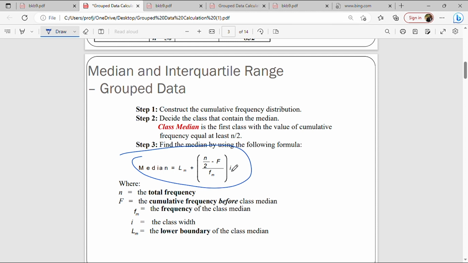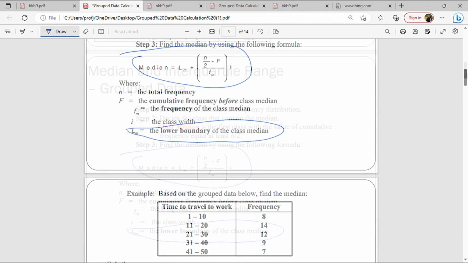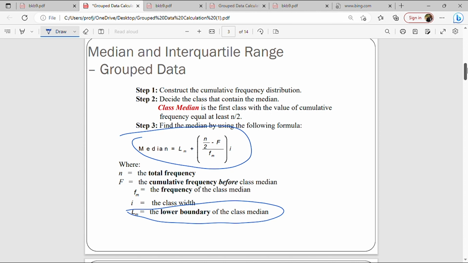Now, the meanings of these symbols are given here. Lm is the lower boundary of the median class. Fm is the frequency of the median class. F is the cumulative frequency before the median class. Then n is the total frequency. Then that i is the class width.